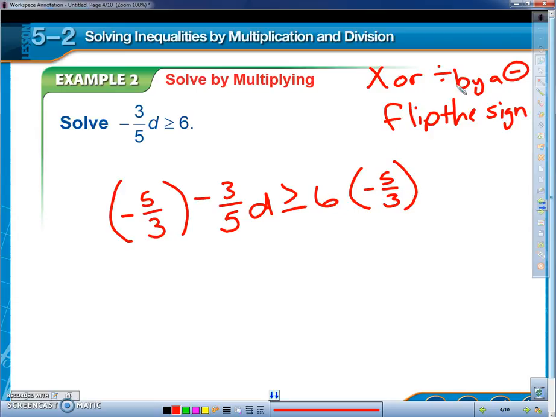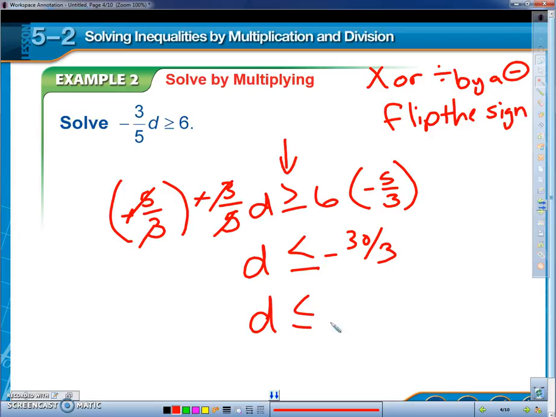When I multiply, what I mean by flip the sign is you look right here. This is a greater than. I'm going to turn it into a less than or equal sign. The 5's cancel, the 3's cancel, negative signs cancel. We're left with d is less than or equal to negative 30 over 3. And so when I reduce this down, d is less than or equal to negative 10. And that's going to be my answer. So by multiplying or dividing by a negative, you're going to flip the sign. Remember that.